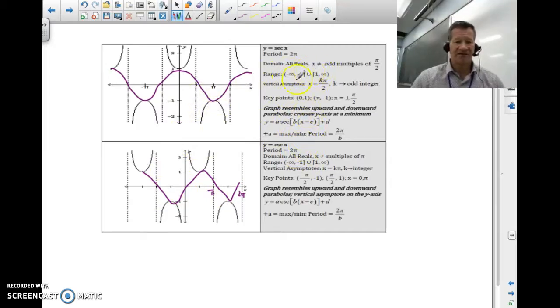The range is negative infinity to negative 1, and then there's a gap in the middle, and then from 1 to infinity again. Again, don't freak. We're going to talk about these key points in a second so that you can kind of organize them all in your head. A is not an amplitude, but it does stretch the graph out, so it can tell you where this maximum is and where the minimum is. So when A is just a 1, these minimums are going to be at 1, these maximums are going to be at negative 1. But those will move around depending on what A is. And the period is back to 2 pi over b.